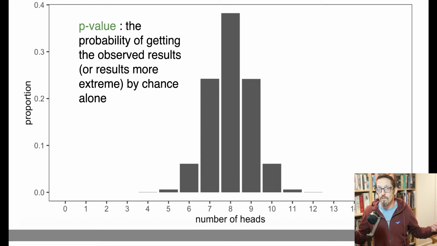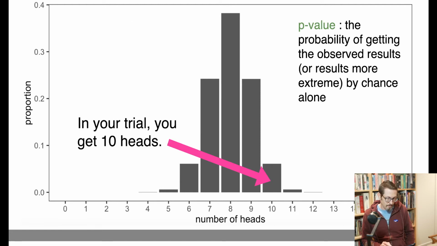Is that 14 so outrageous that we should say, I don't think we have a good coin? Our coin must be biased. It's not the same coin as the one we used to flip 8 heads. All right, that's our question. So, oh, I misremembered the numbers.